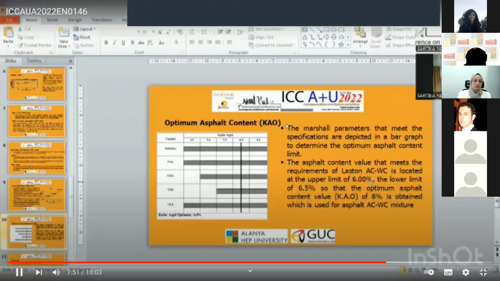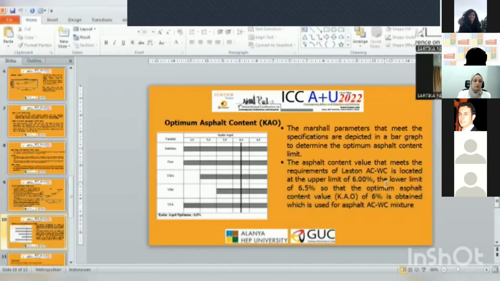So that's the optimum asphalt content value. KAO of 6% is used for the asphalt concrete wearing course mixture.